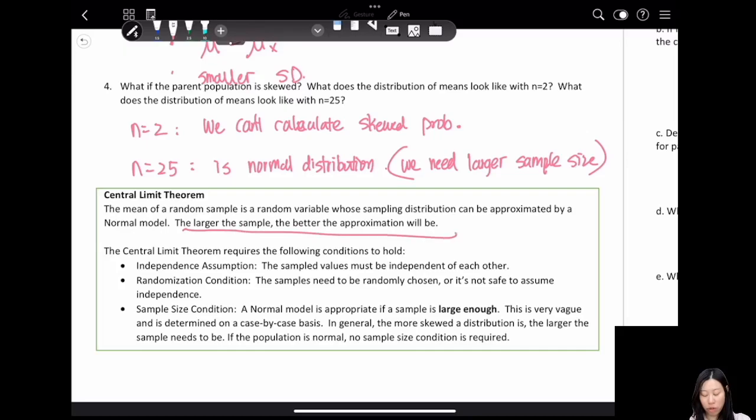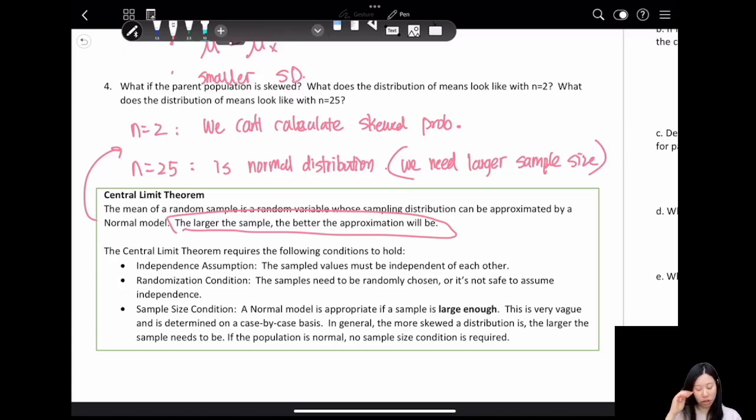And also, if the parent population is a normal distribution, we don't care about skew because the sampling distribution is going to become a normal distribution as well. But if the parent distribution is skewed, then we need a larger sample size. Remember our last experiment: when the parent population is skewed, the larger the sample size, the better the normal distribution is going to be. Then we will have a better approximation.